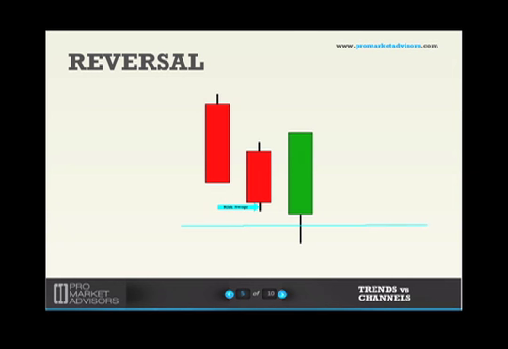When could you take the trade then? Well, you could take the trade at the end of the day, or the end of the period of the engulfing candle.